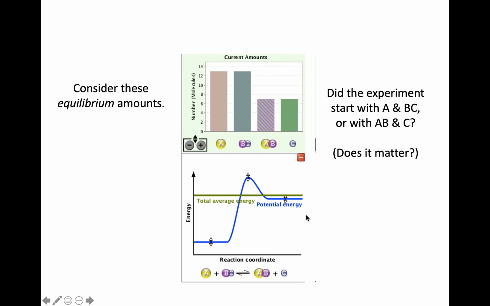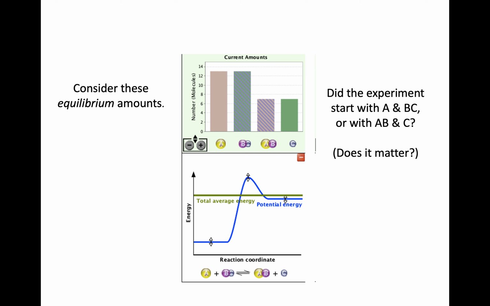When we have it where the system has run for a while, we would say it's reached equilibrium. All the particles are still stuck in the box right there, and there's a back and forth. Let's say these were the equilibrium amounts. You reached this point. Do you think that this started out with all A, B, and C? Or does that even matter? What's your thought?